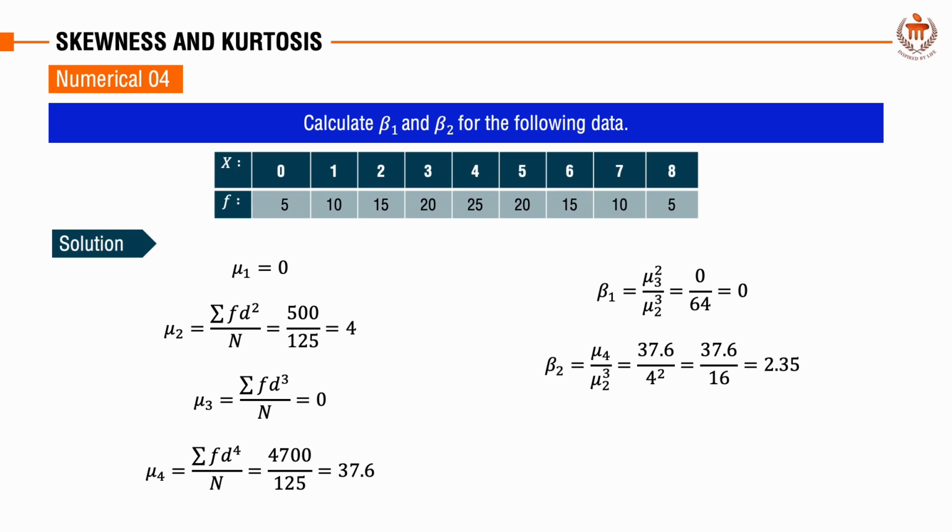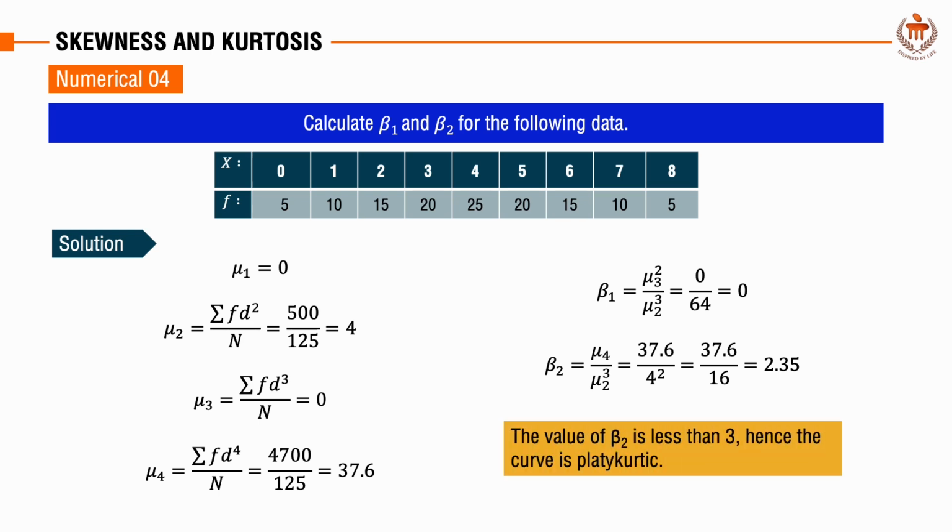If you are facing difficulty understanding how we got the sum of fd square, sum of fd cube, sum of fd to the power 4, and how we got the values mu 1, mu 2, mu 3, mu 4, you can go through the video on kurtosis. There we have discussed the same numerical, so we are just using the data from the same numerical here. Since the value of beta 2 is less than 3, the curve is platykurtic.